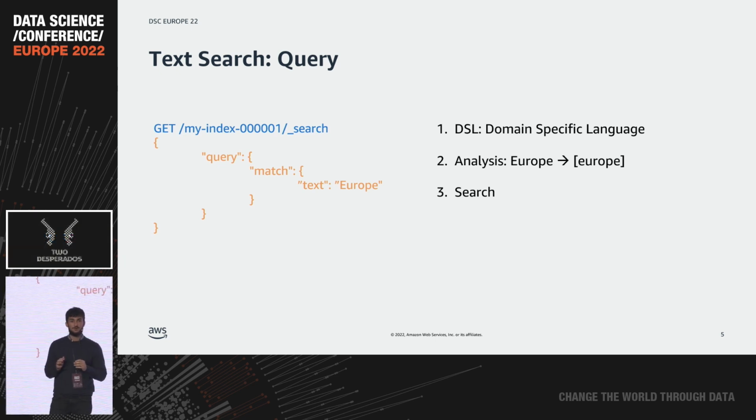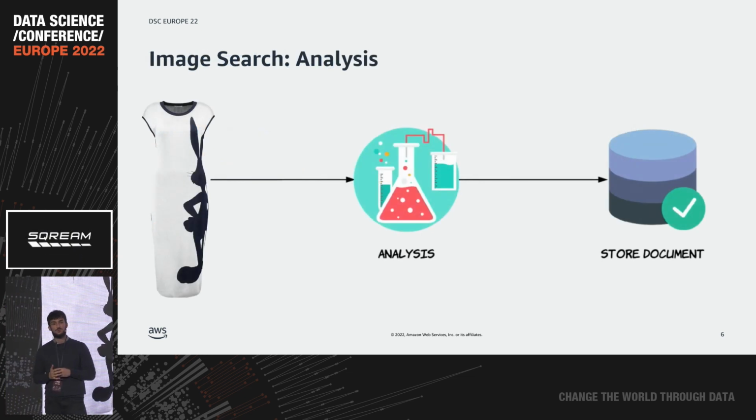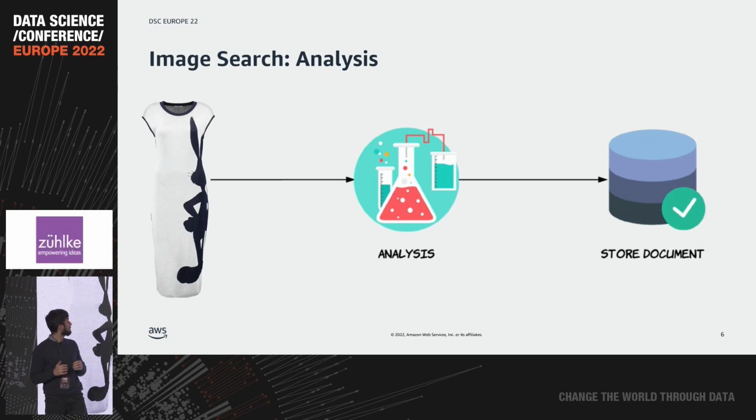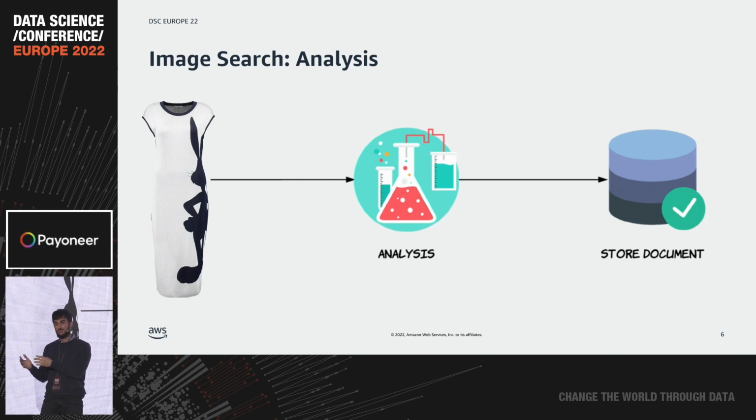So up to here, text search. Now, let's do the same process with image search and start looking at the differences between each of them. When we do image search, we do the same process of analysis. We want to break the image down into smaller pieces of information to work better when we store it in the data store.